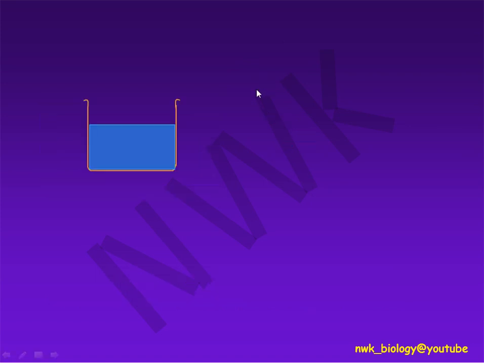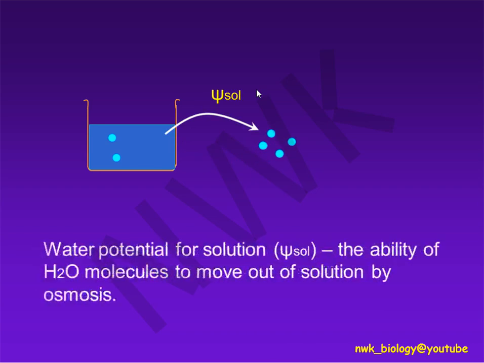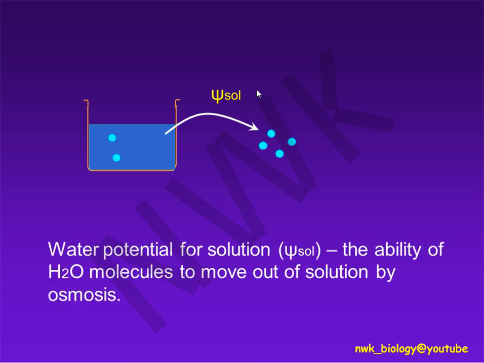In the next picture, I have a beaker. Inside this beaker, it has a solution, for example, sucrose solution 2 molar. Inside the solution, you have water molecules. The water molecules also tend to move out from the solution. The ability of water molecules to move out from the solution is known as water potential for solution. So water potential for solution is the ability of water molecules to move out of the solution by osmosis. So in fact, water potential for solution and water potential for cell are similar, just differ in the origin.